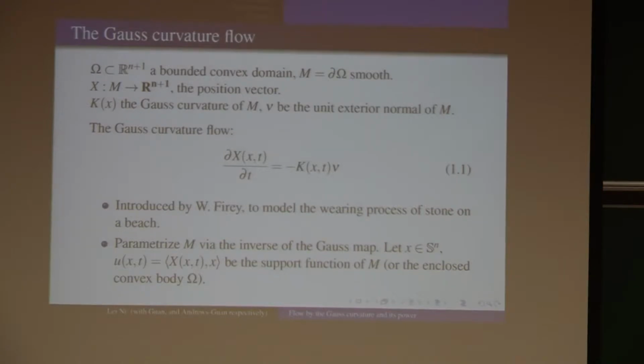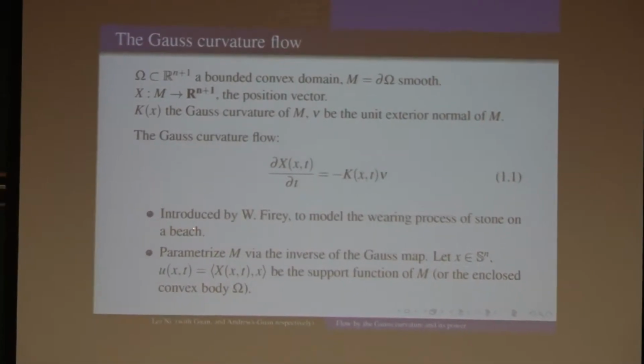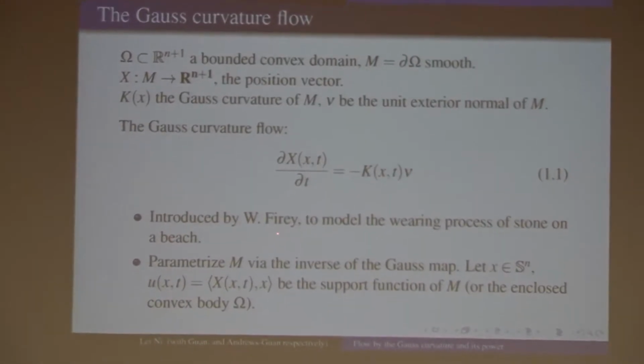So, right. I'm considering a bounded convex domain, and its boundary is a hypersurface. So I looked at the embeddings of the hypersurface, and there's a Gauss curvature. Let nu be the normal of the hypersurface, and the flow is like this. It's pretty simple. The flow was proposed by Faraday many years ago.